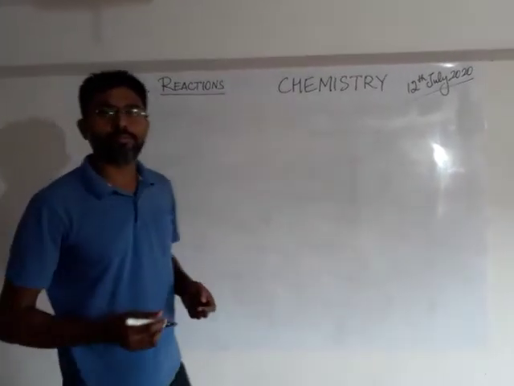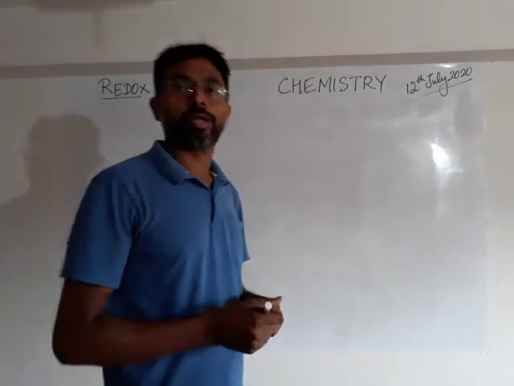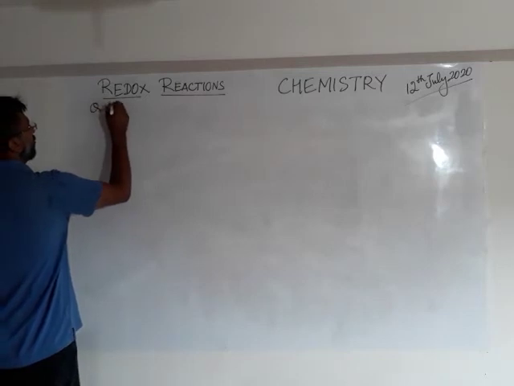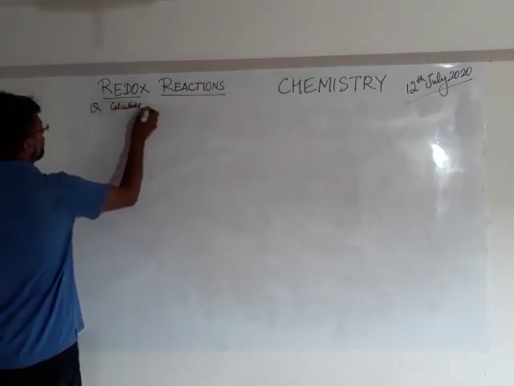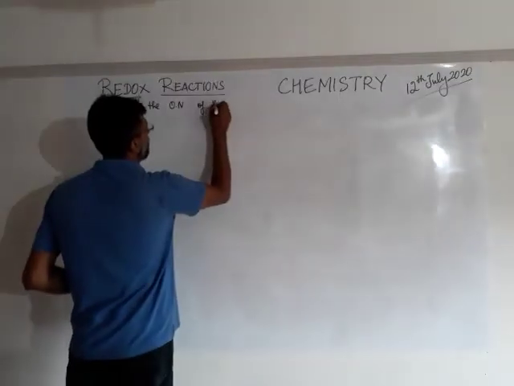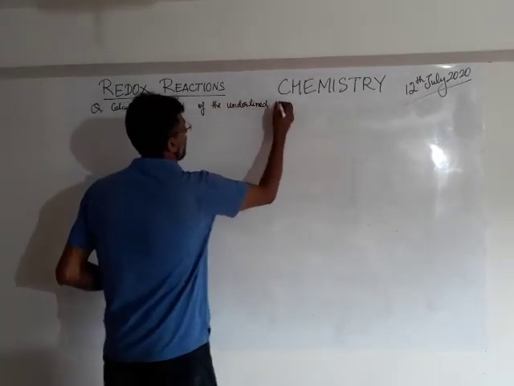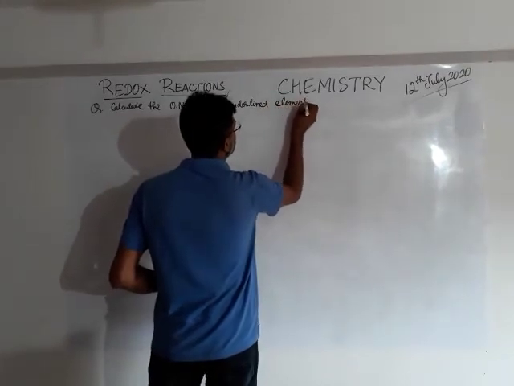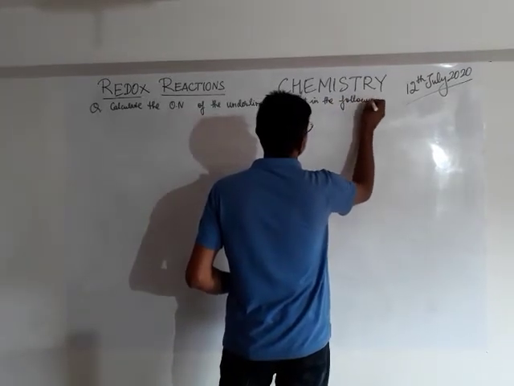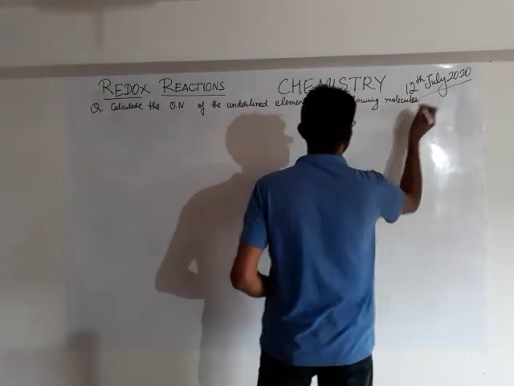Okay, now we will do some practice of the calculation of the oxidation number in molecules, neutral molecules. So you can write down this question. Calculate the oxidation number of the underlined element in the following molecules. This is the question.